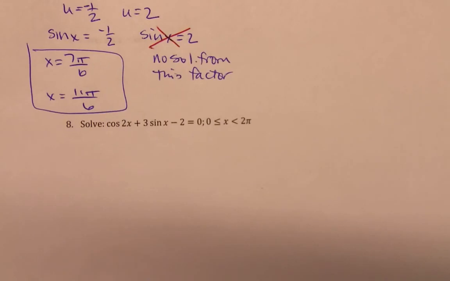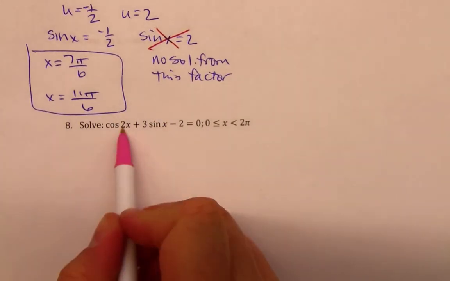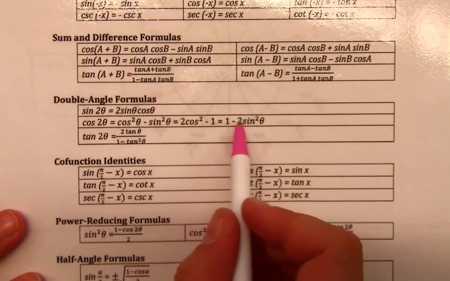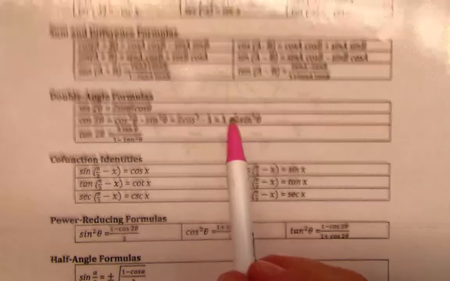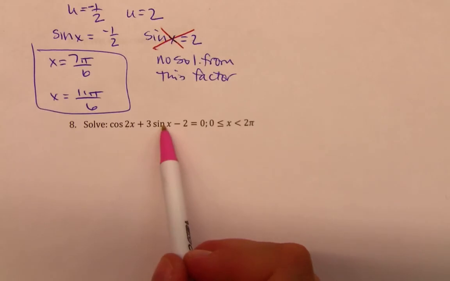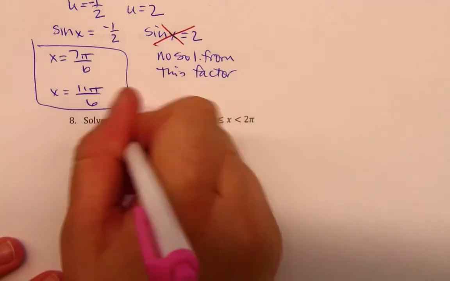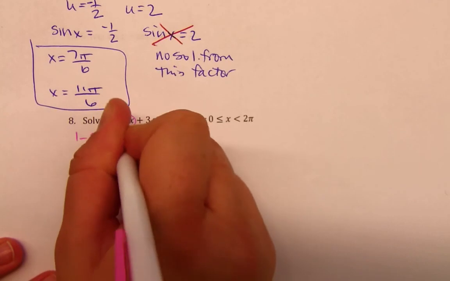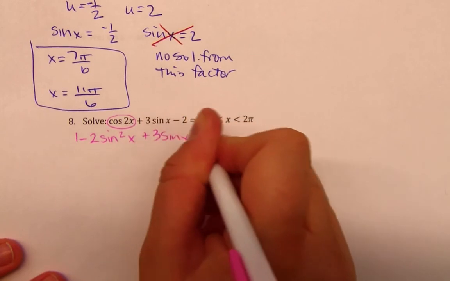This one is a little bit tougher too because, again, we have two different trig functions, but we do have an identity we can use for this. Remember, for the double angle for cosine, we have all these different choices of what we can use. I'm going to choose this one because I already have a sine in the equation, and I won't have any other trig functions if I replace this with a sine one. So I'm going to replace this with 1 minus 2 sine squared x plus 3 sine x minus 2 equals 0.